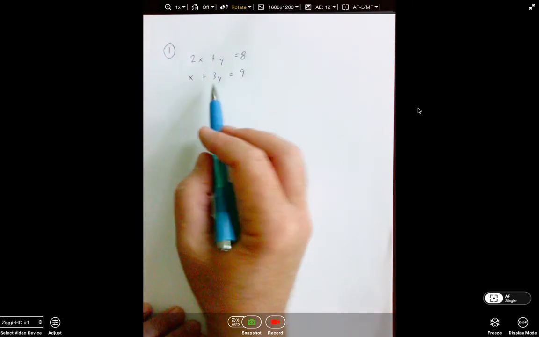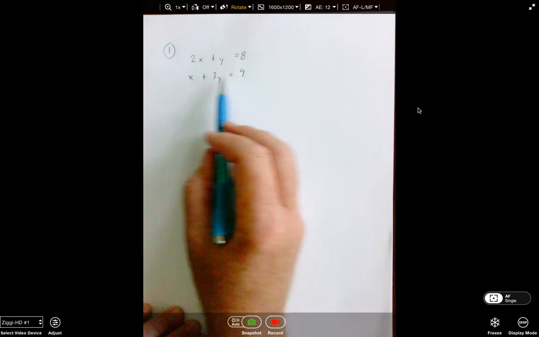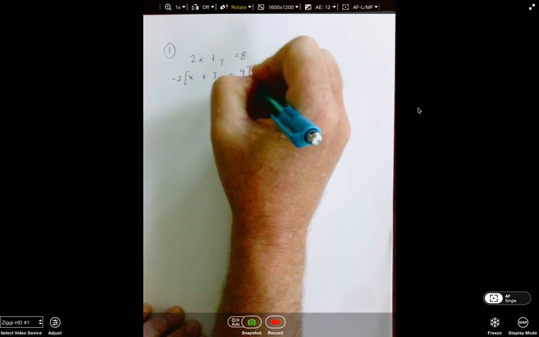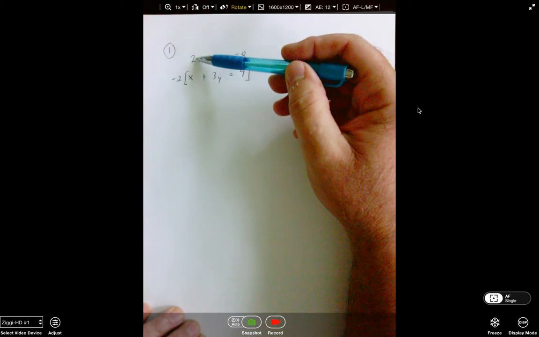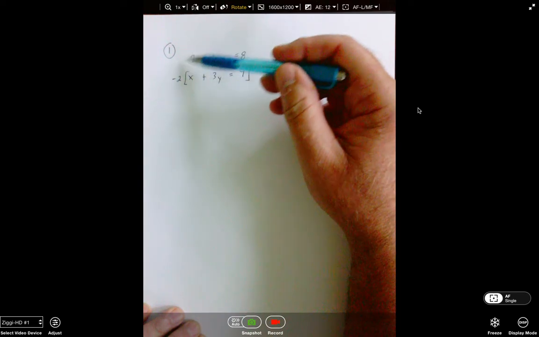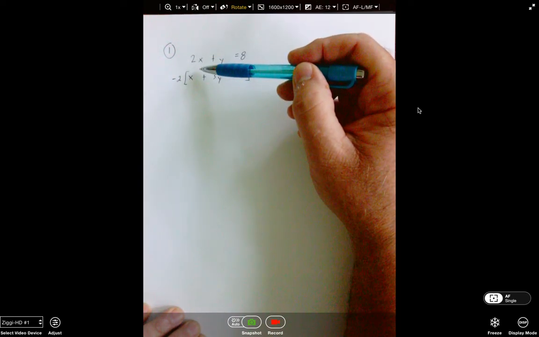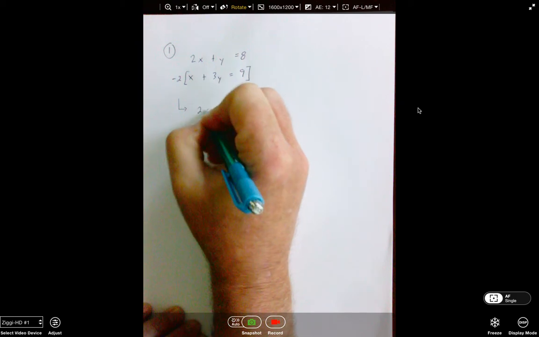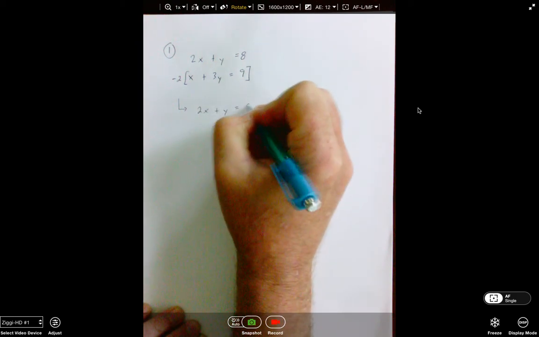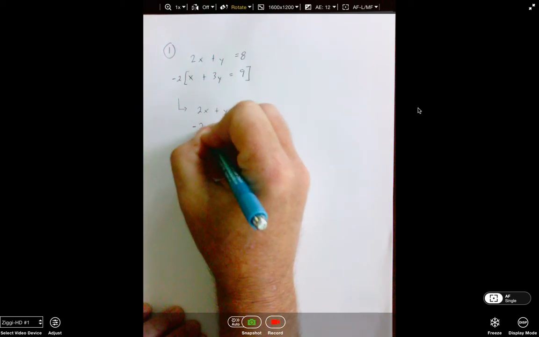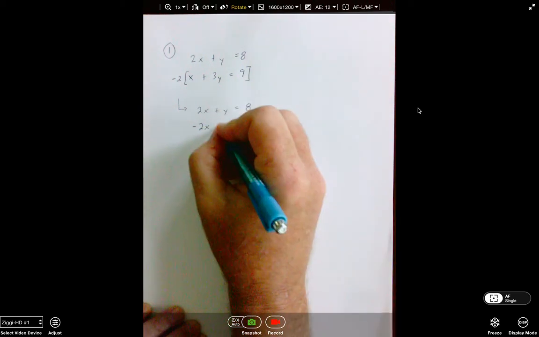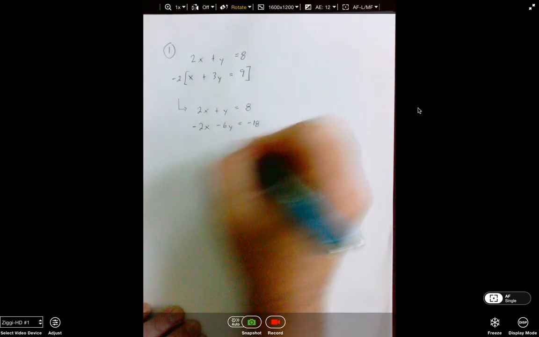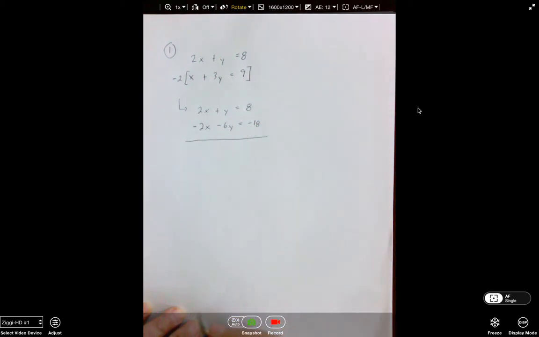We could see that if we multiplied the second equation through by -2, we would get a 2x and a -2x, so we could temporarily eliminate the x term and focus on the y term. If we were to implement this, we would get 2x plus y equals 8, and -2x minus 6y equals -18.